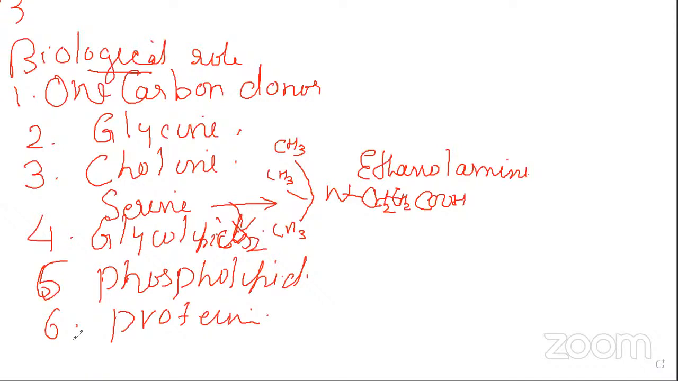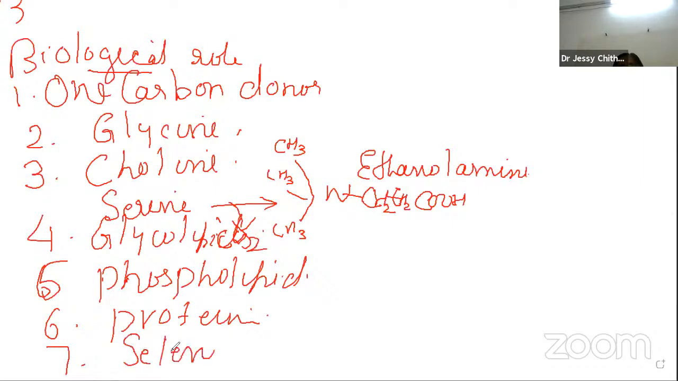And also another important function of serine is that serine is needed for the synthesis of the 21st amino acid, that is selenocysteine. Selenocysteine is the 21st amino acid. So serine is needed for the synthesis of the 21st amino acid selenocysteine. And this was discovered in the year 1986. Which is the 22nd amino acid?